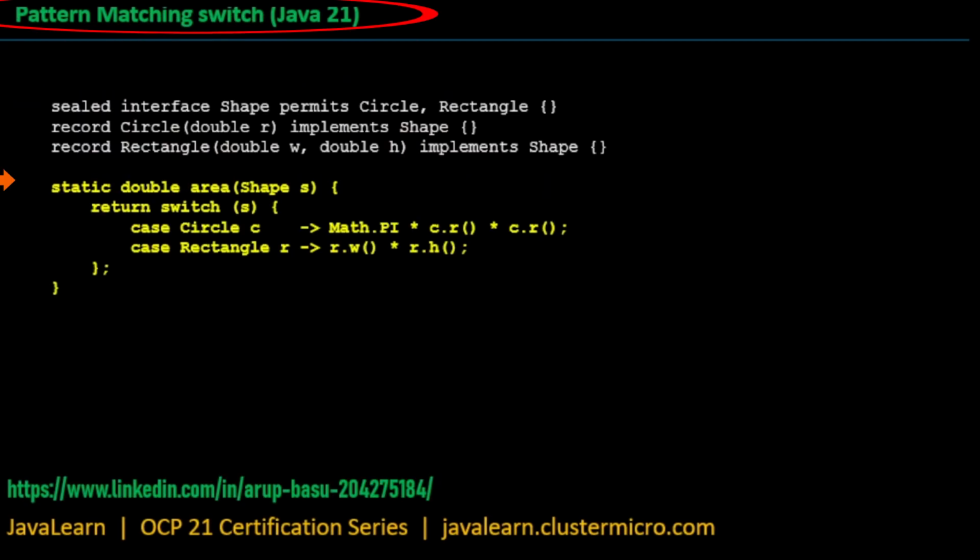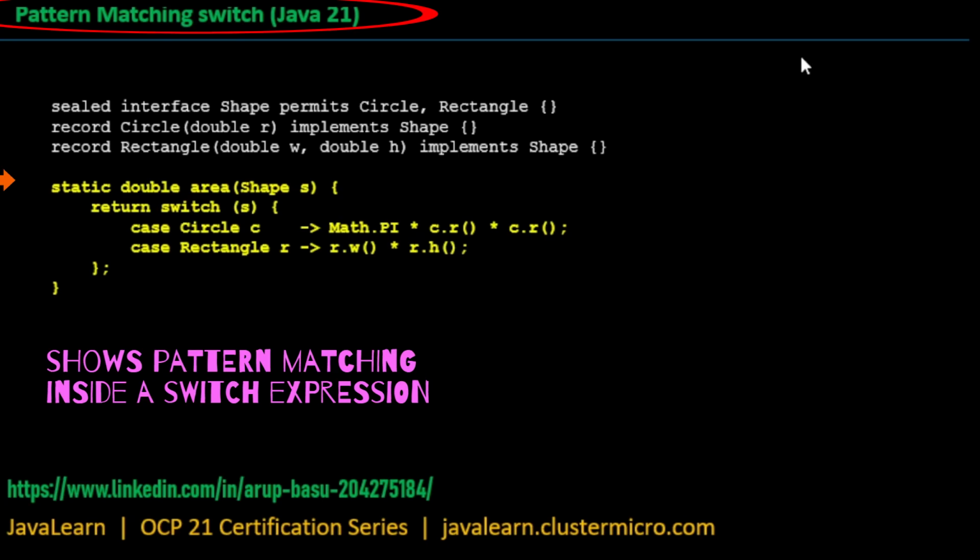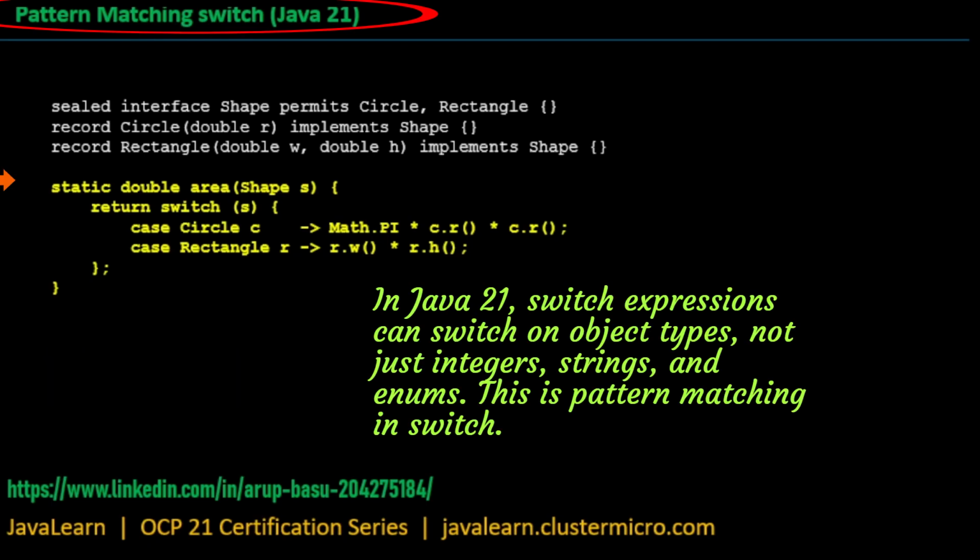Pattern matching in switch. So we have this code here: static double area(Shape s), then return switch (s), case Circle c -> Math.PI * c.r() * c.r(), then case Rectangle r -> r.w() * r.h(). So this example shows pattern matching inside a switch expression, one of the most powerful modern Java features. In Java 21, switch expressions can switch on object types, not just integers, strings and enums. Okay, this is pattern matching in switch.